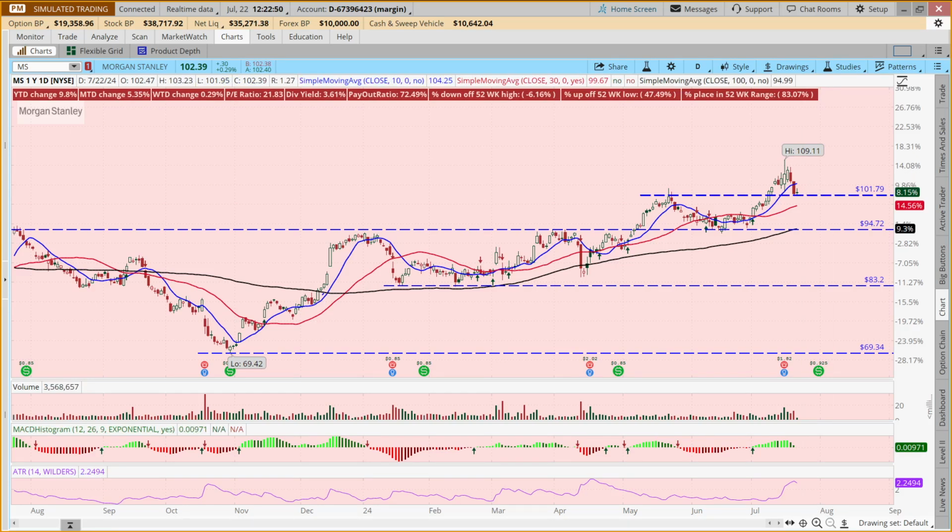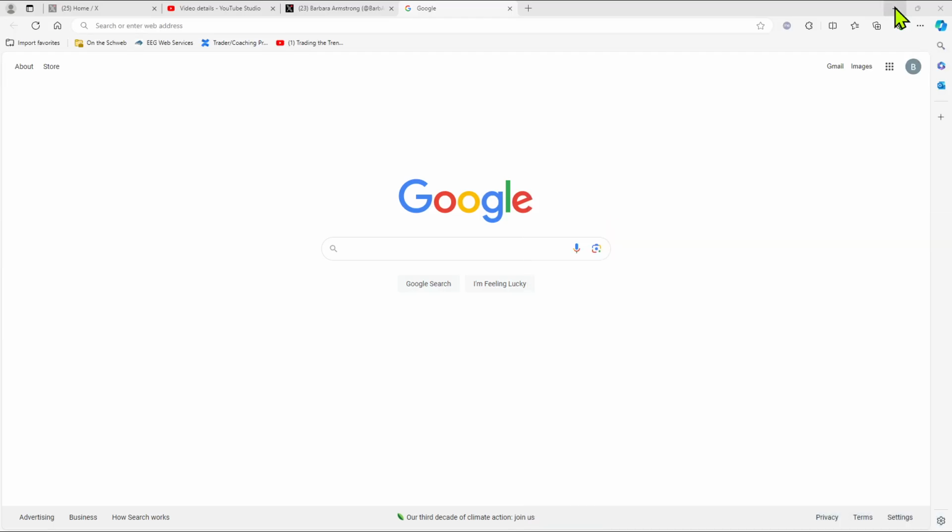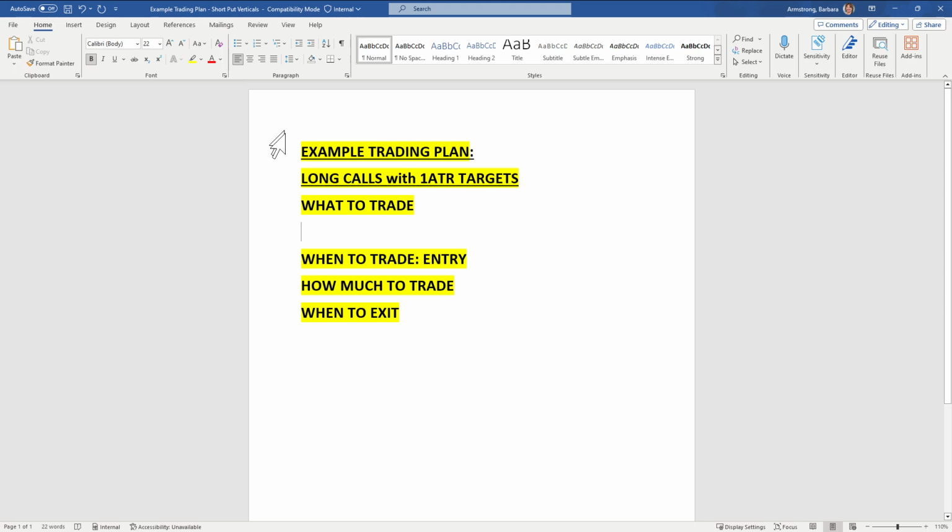So let's come back and ask, what are the components of a trading plan? Let me just bring this back down. Okay, here we go. The 4 basic components are what to trade, when to trade or when to enter the trade, how much to trade or position sizing, and when to exit. So what components might be part of what to trade?